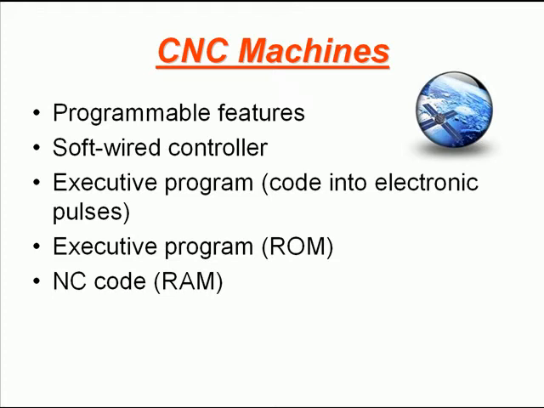Okay, and then an executive program is in ROM. That means that if you turn the electricity off, that program still stays within the machine. Now, NC code is in RAM. Just like on your computer, you have a ROM on a basic home computer that has some information like your drives, and how to start up the operating system when you start up your computer.